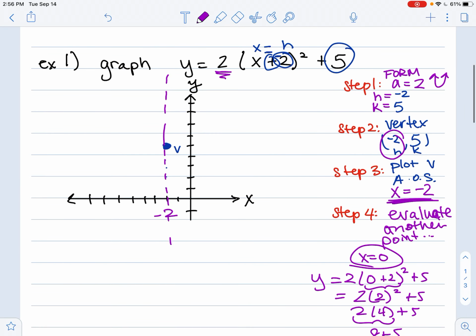So when x is 0, y is 13. We graph that here: 5, 6, 7, 8, 9, 10, 11, 12, 13. That's my point 0 comma 13, which is also on the parabola. If this is my vertex, it's going to go up through here. And since this is my axis of symmetry, it's going to be exactly the same on the other side. It's too bad that that's too wiggly.